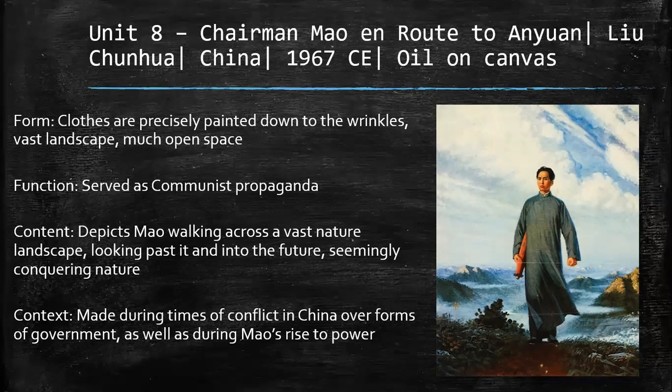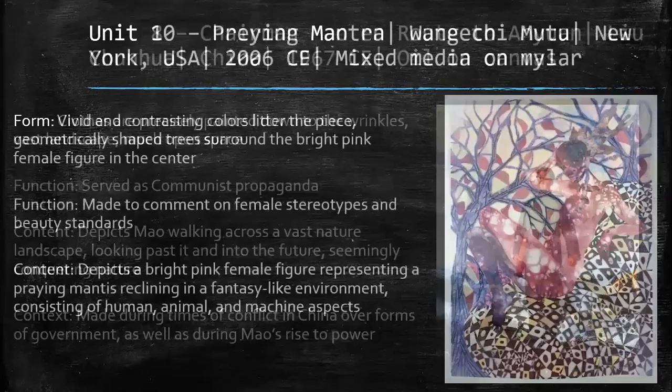Him turning his back on nature and walking through these mountains can be interpreted as him again conquering nature for the people of China. So this isn't necessarily made for art's sake, it's made for propaganda. So human form is now being circulated through propaganda, art, made as fertility figures, and so on.